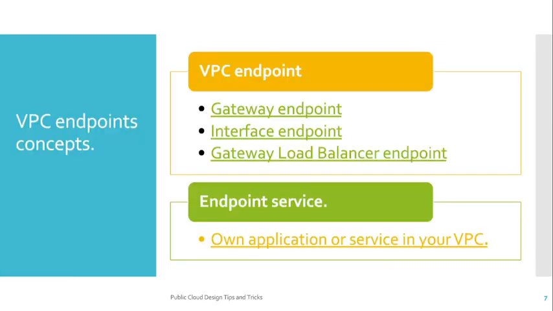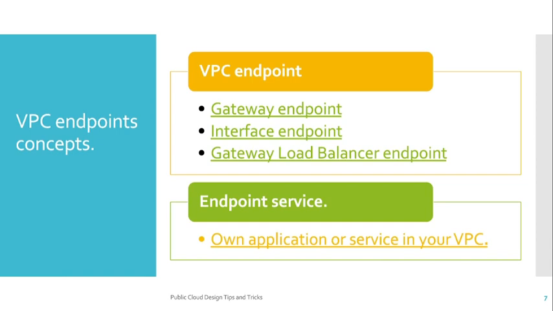There are multiple types of VPC endpoint Amazon provides. One is gateway endpoint, second is interface endpoint, third is gateway load balancer endpoint, and there is also another type of endpoint available known as endpoint service. So what is a VPC endpoint service? Let's go from bottom to top.